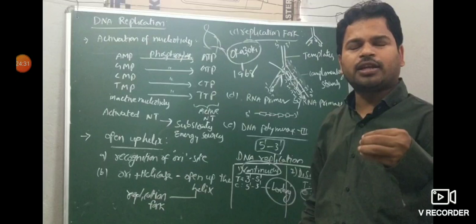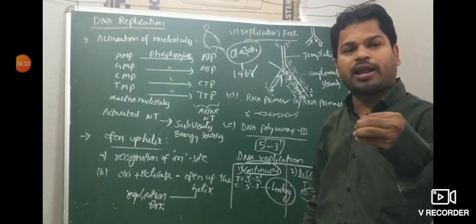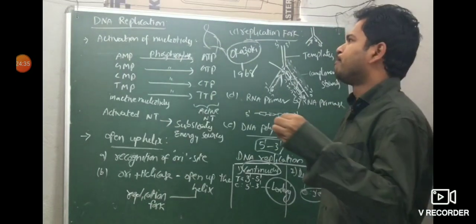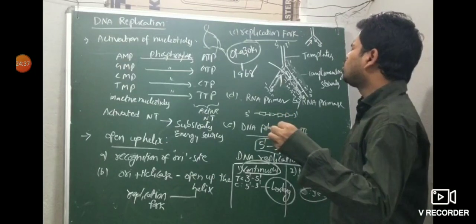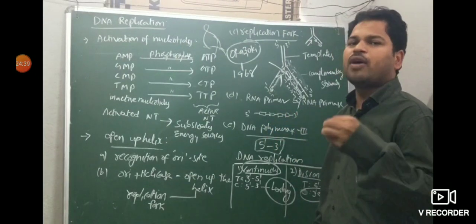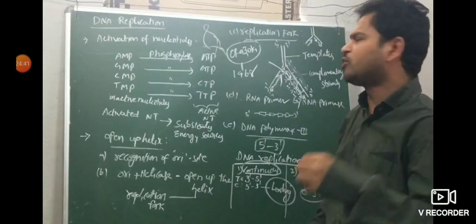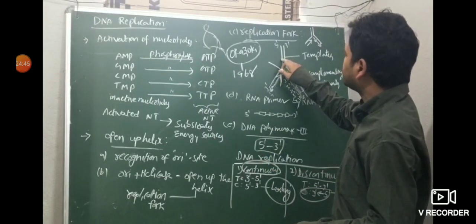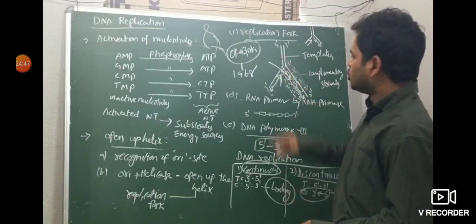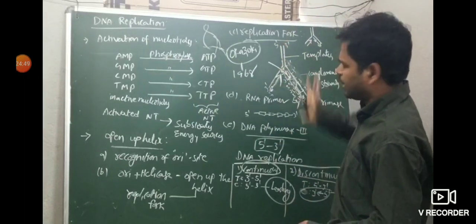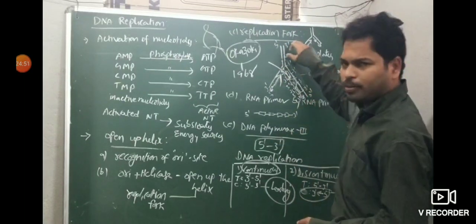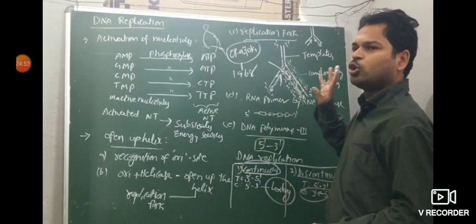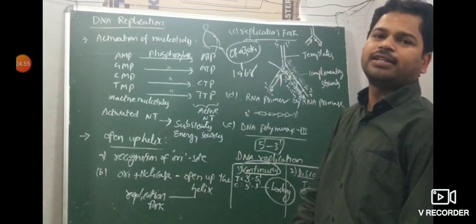So the helicase enzyme binds with the ORI site. Then the two DNA strands get open and form the replication fork. In the replication fork, the two DNA strands act as a template. This one also acts as a template, and this one also. So one strand is the 3' to 5' template, and the other strand, 5' to 3', is also a template.